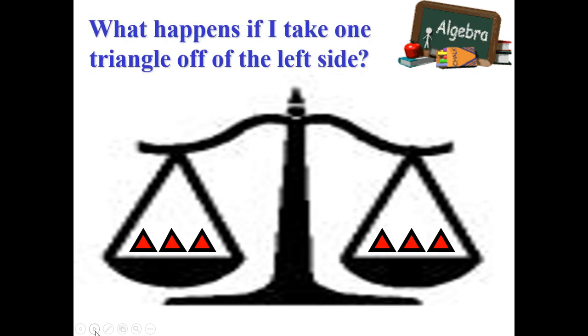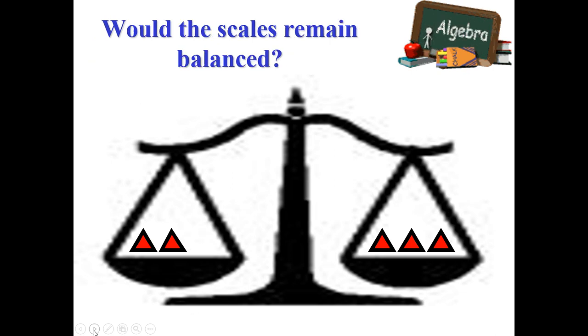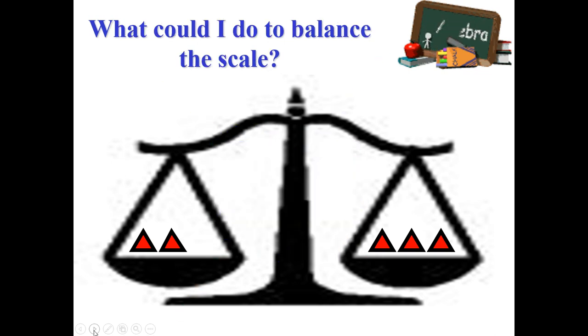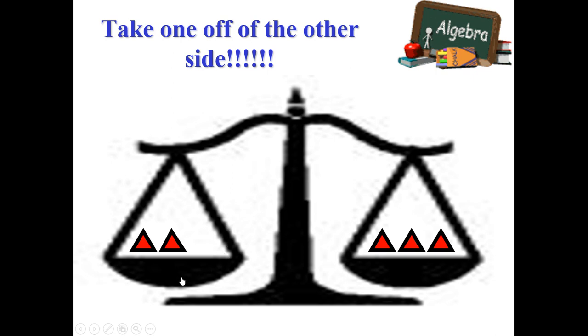So what if I take one triangle off of the left side of this balance scale? What's going to happen to the balance scale? As you see, both sides have three triangles on them. If we remove one triangle, are the scales still balanced? No, they are not. So we have to have balance. What I did to one side, I need to do to the other side. What do I do to balance the scale, ladies and gentlemen? If you said remove a triangle, then you are correct.